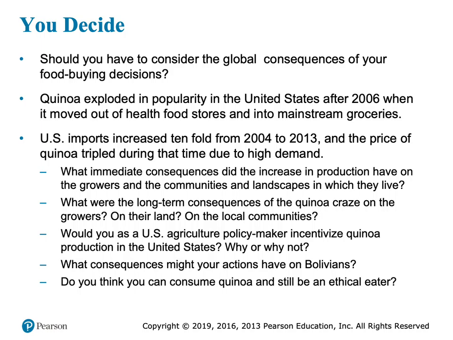This is something you guys can think about on your own. Should you have to consider the global consequences of your food buying decisions? So for example, quinoa exploded in popularity in the U.S. after 2006. Now the price of quinoa has tripled during that time due to high demand. What consequences did this increase in production have on the growers and communities? What were long-term consequences of quinoa?